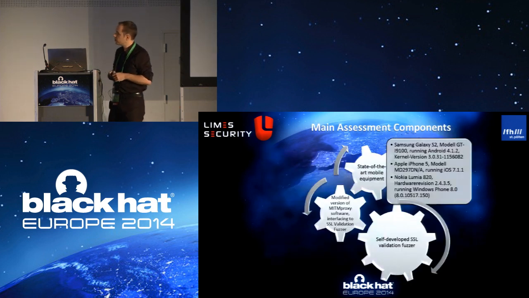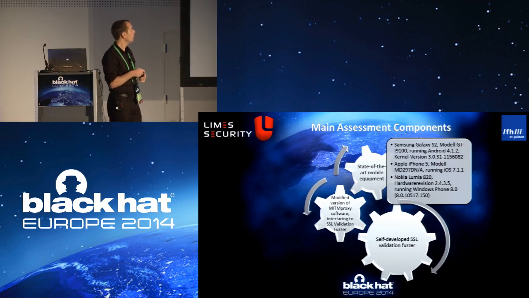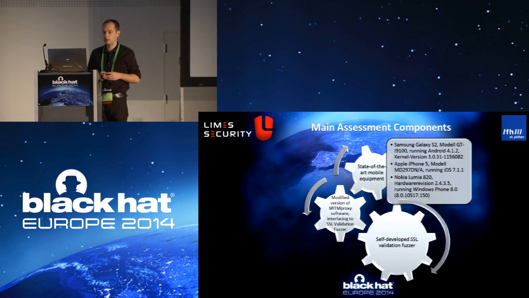So what were the main assessment components? The main assessment components on the client side were just regular mobile equipment like a Samsung Galaxy S2 running Android 4.1.2, an Apple iPhone 5, and a Nokia Lumia running Windows Phone. On the software side, we had a modified version of mitmproxy. Those of you who are already into penetration testing know this software. It's a really, really good piece of software for doing man-in-the-middle attacks. It's open source software that we modified to interface to our SSL-Validation-Fuzzer. And finally, of course, the fuzzing component as such.